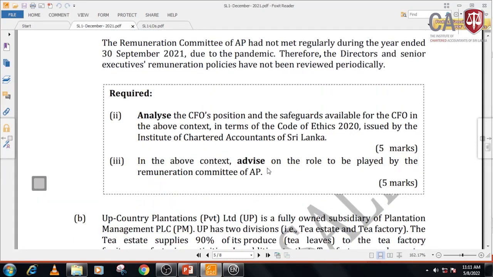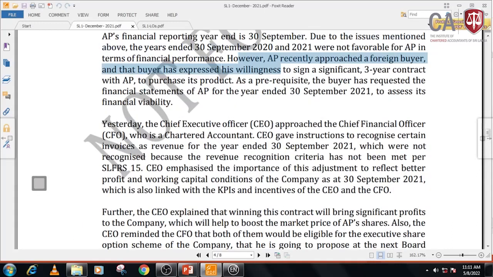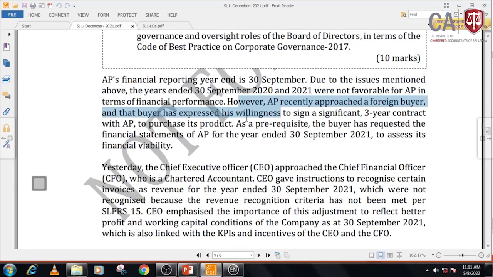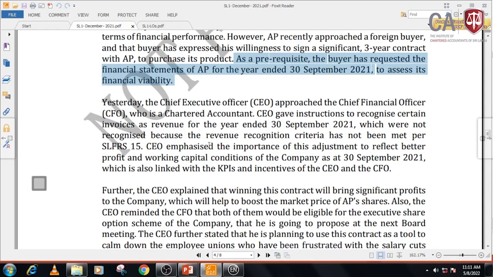Yeah, I think this is the ethics as well as remuneration. Yeah, this is an important area. So, AP recently approached a foreign buyer, and the buyer expressed willingness to sign a significant 3-year contract with the company to purchase the product. Significant customer, right? As a prerequisite, the buyer has requested the financial statements of the company for 31st September to assess the financial viability. Yesterday, the CEO approached the CFO, who is a chartered accountant, and gave instruction to recognize certain invoices as revenue, right, which were not recognized because the revenue recognition criteria had not been met as per SLFRS 15.